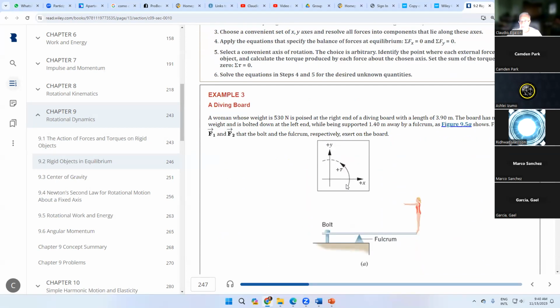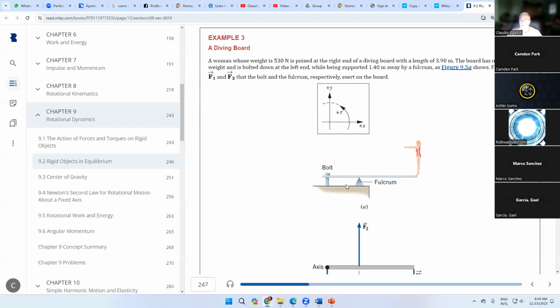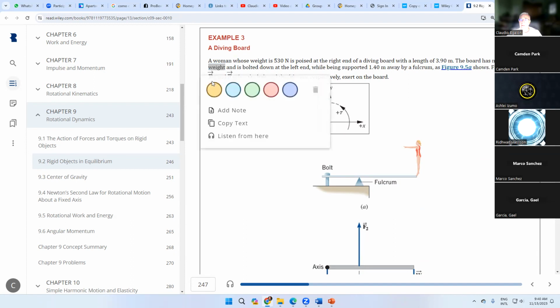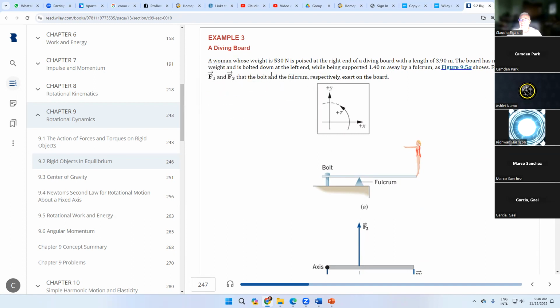And we have another example right in here. A woman whose weight is 530 newtons is poised at the right end of a diving board with a length of 3.9 meters. The board has negligible weight, and is bolted down at the left end while being supported by this fulcrum here.